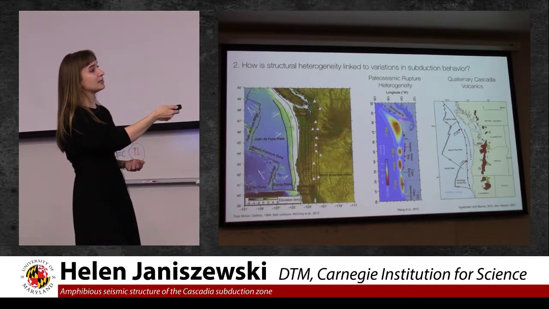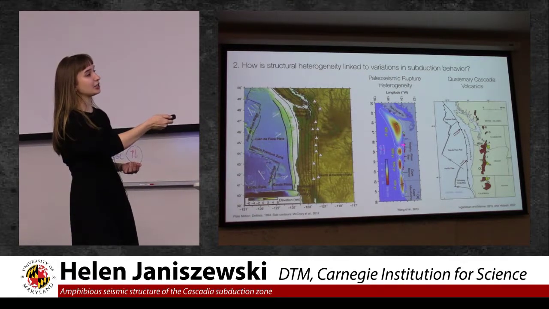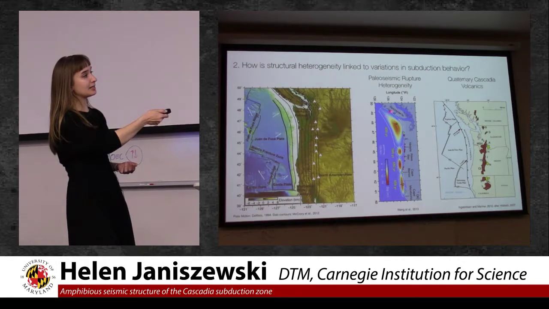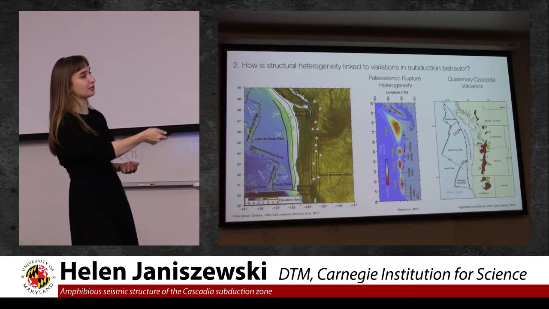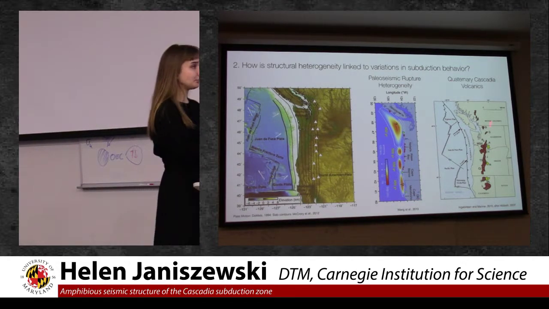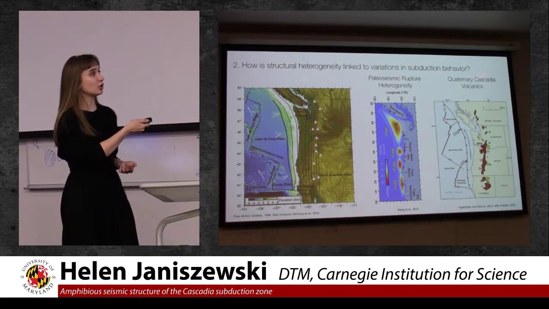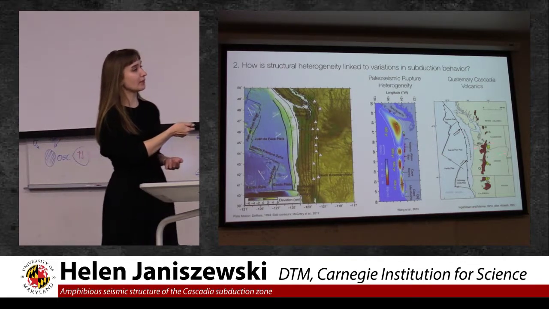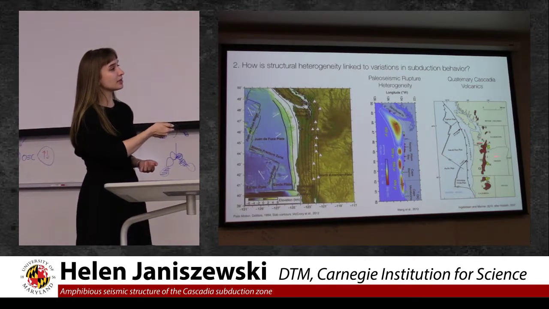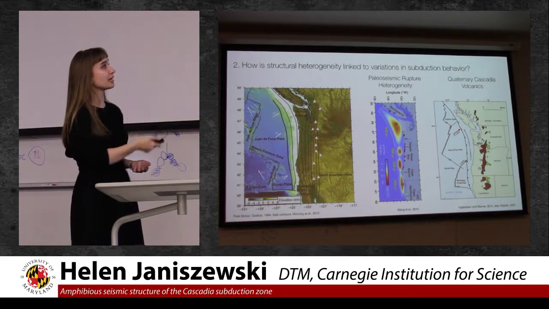And they see that there seem to be large patches of larger amounts of slip going down the coastline. It's not just a continuous line of slip associated with these megathrust earthquakes. Similarly, in the Cascade volcanoes, Quaternary Cascadia volcanics show that there is more voluminous magmatism, more magma production, associated with the southern Cascades relative to the northern Cascades.